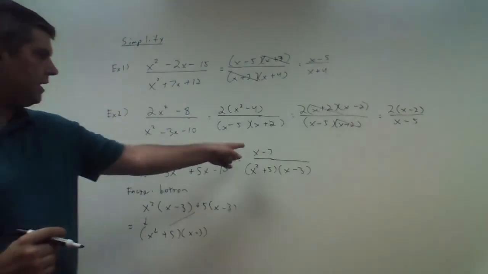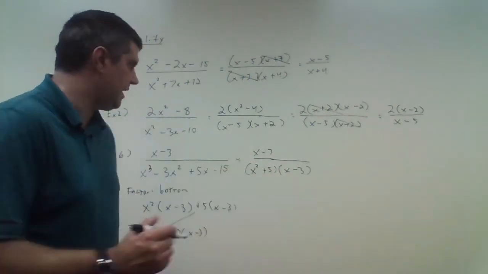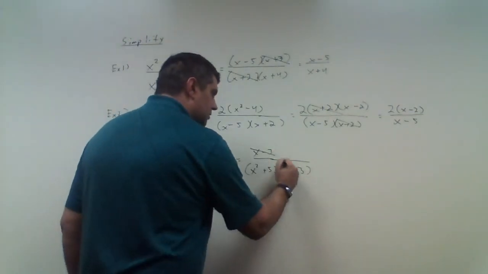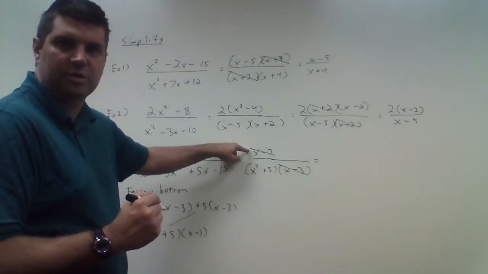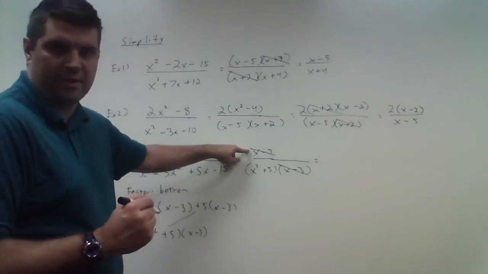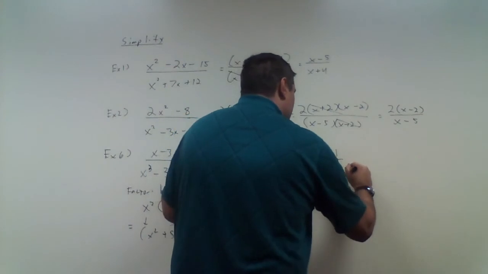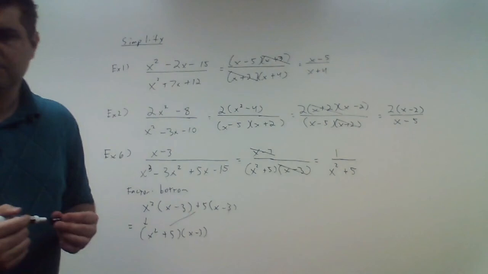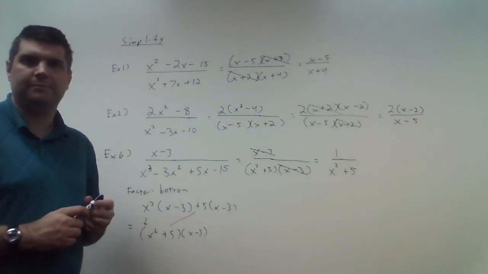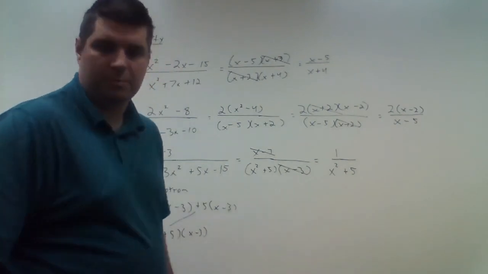Now if you'll notice, the top and bottom both have an x minus 3 in them. So we cancel it. Now folks, the numerator doesn't have anything left. So you have to leave a 1 in that case. And we'll have x squared plus 5 on bottom. All right? Okay.